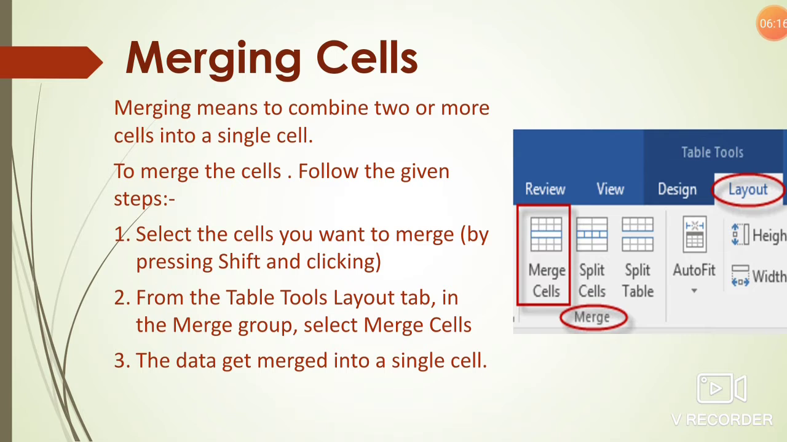This is a very easy method. Simple. Select the cells that you want to merge, then from the table tools on the layout tab, in the merge group, click on the merge cell option. Then your cells will automatically be merged into a single cell. I hope all of you understood. Splitting means dividing a cell into two or more, and merging means combining two or more cells into a single cell.